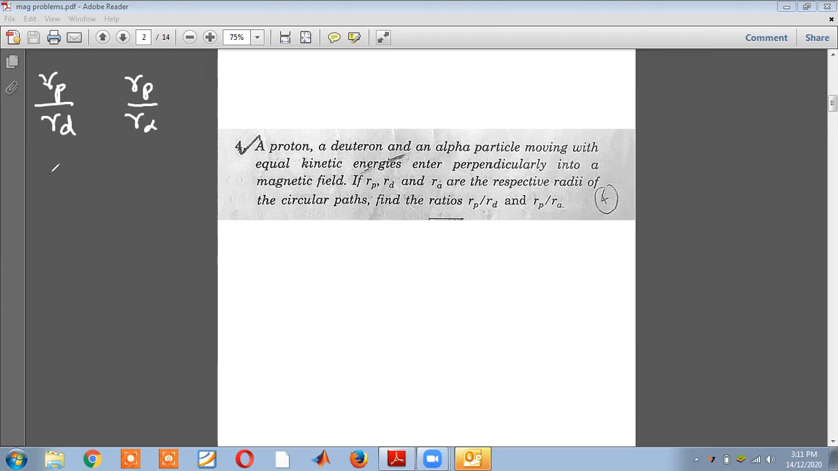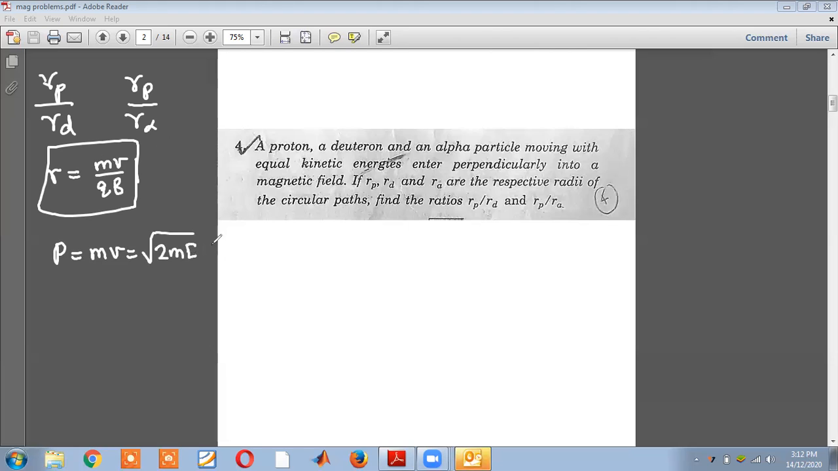So let us write down the formula for the radius. This is given as R = mv by qB. This radius clearly depends upon the mass and charge of the particle, as well as the magnetic field. But the question says it moves with equal kinetic energy, and we don't have any information about the momentum or the velocity. So let me convert that in terms of energy. Momentum, which is nothing but mv, I can relate to the square root of 2mE. I hope you know this relation. So just substitute back here: root of 2mE divided by qB.